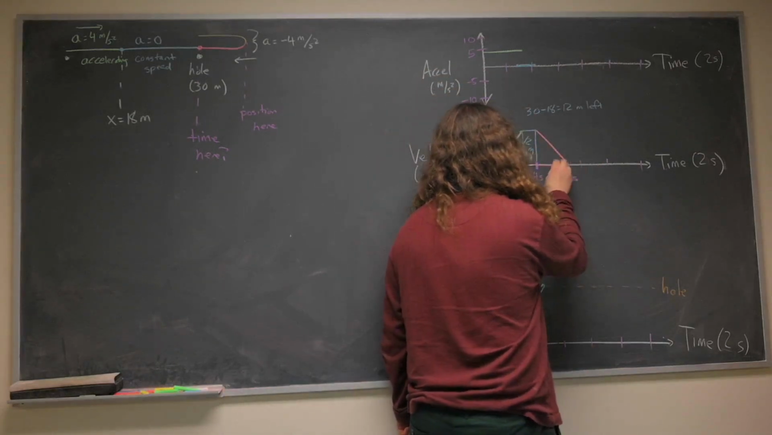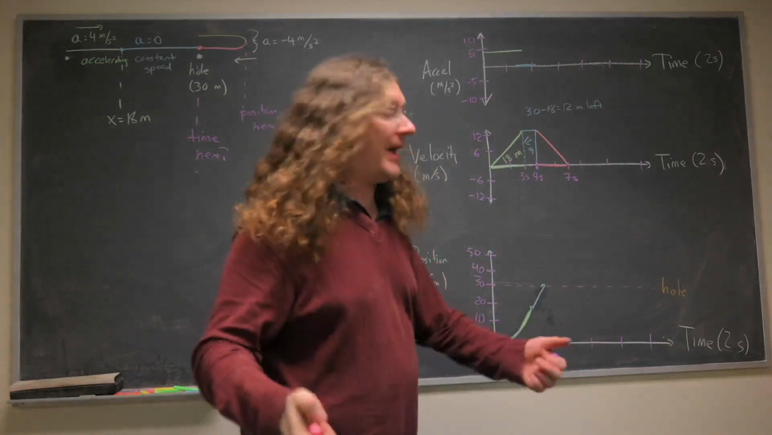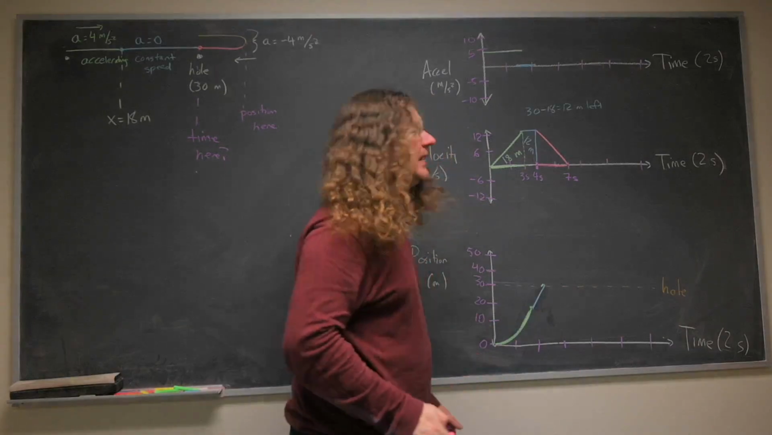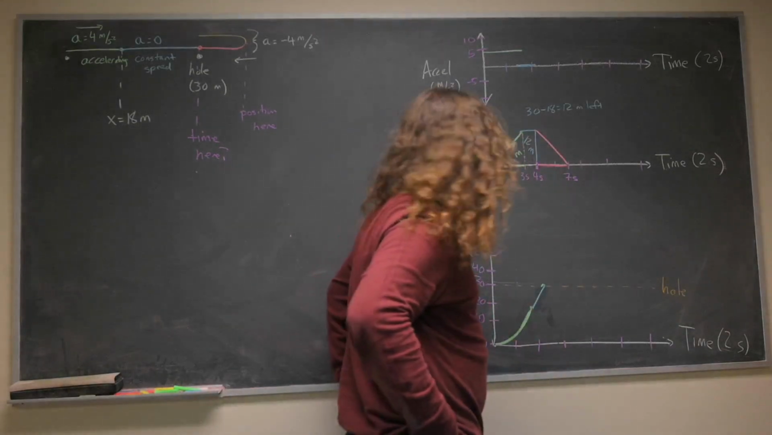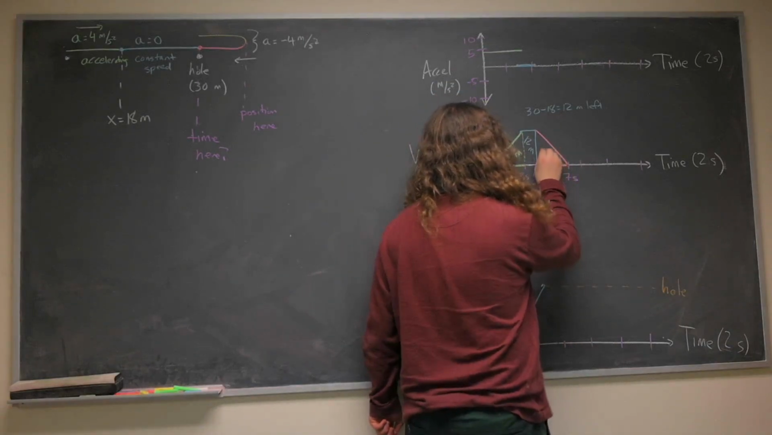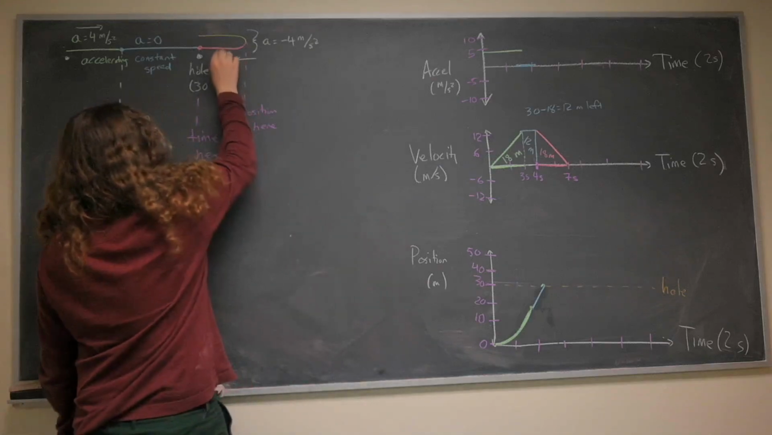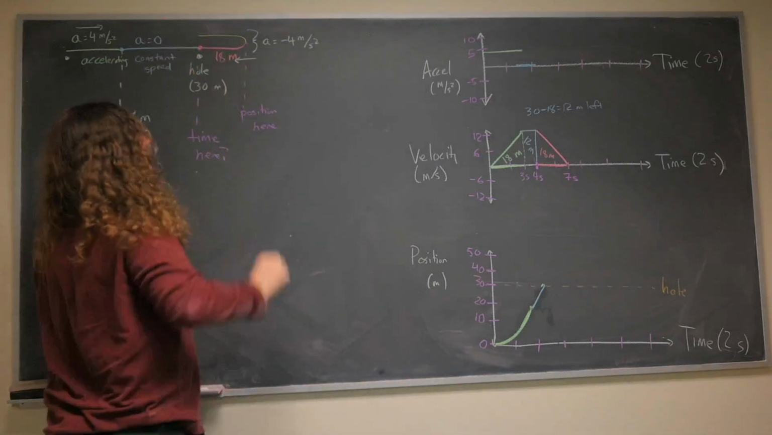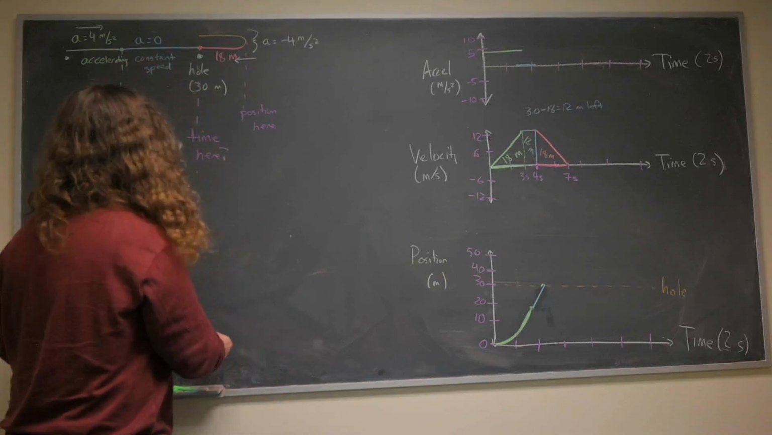And so this little triangle tells me how far she runs past the rabbit hole. Triangle, base of 3, height of 12, 1/2 base times height is another 18 meters. So this means she runs 18 meters past the rabbit hole. Okay, we can draw that on our graph too.